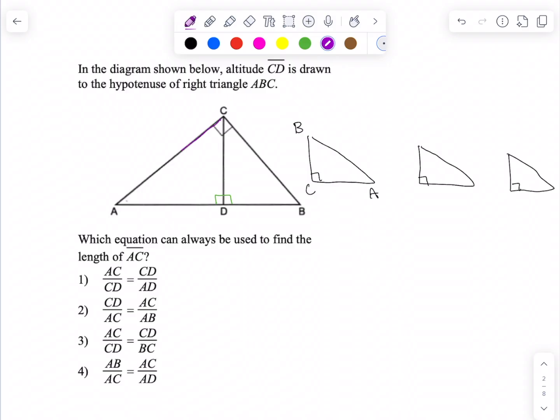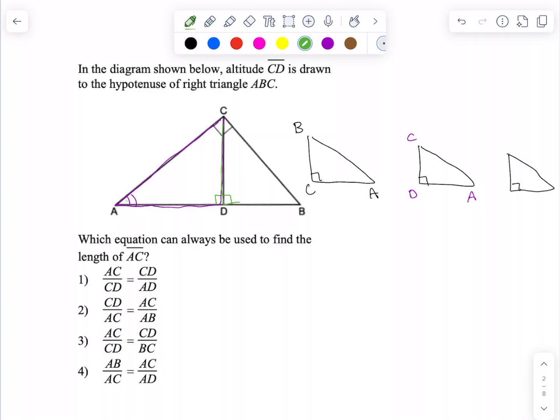Now I'm going to do the medium triangle, and I'm going to outline that one in purple. The medium triangle has a right angle at D, and it shares angle A with the big triangle. Since angle A was on the bottom right of the first triangle, we have to put it in the same spot when we're labeling this triangle. And that leaves C to be the last point by process of elimination.